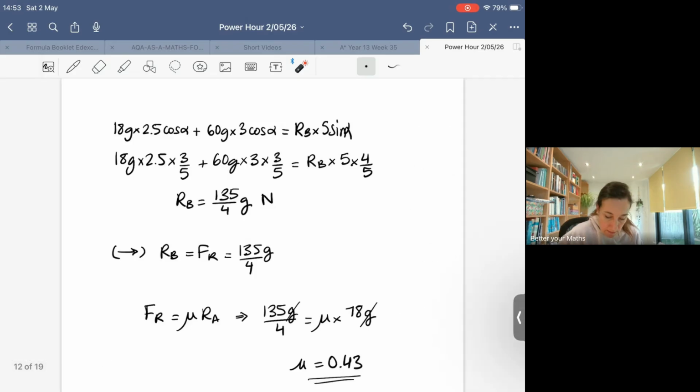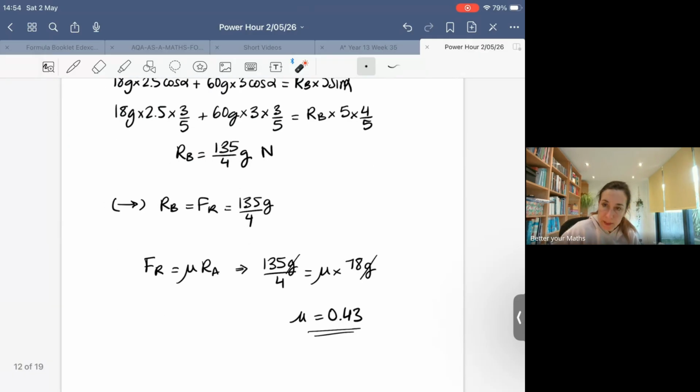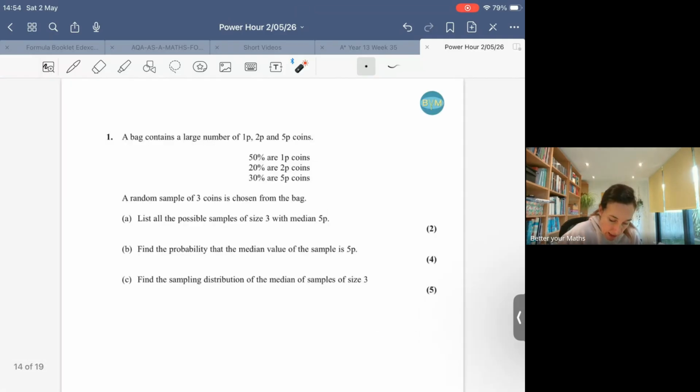Working, which working? This one? Okay. Is that it? Did you get 0.43? Yeah, okay. And then the last one, is that okay? Is it enough to work it out? Okay. Last one is this one.